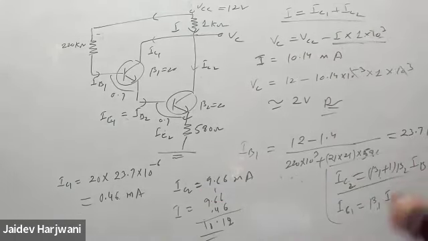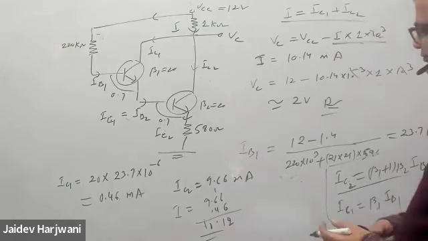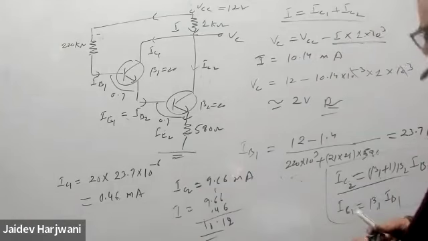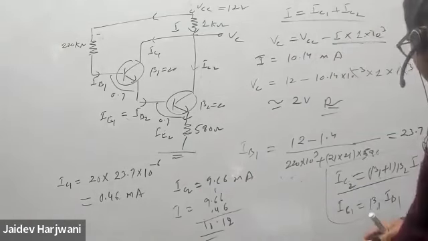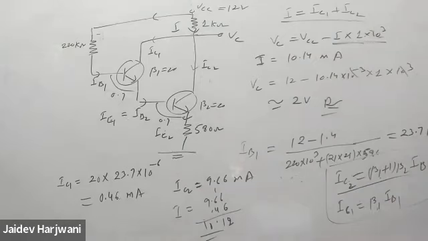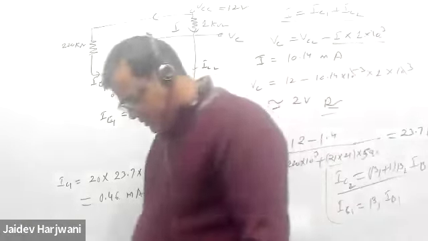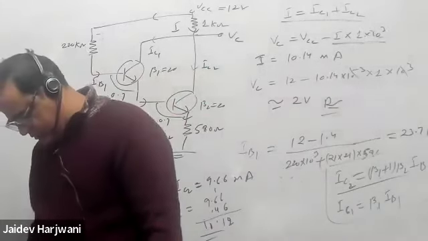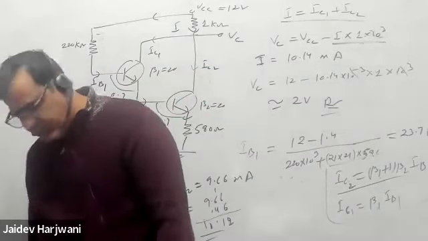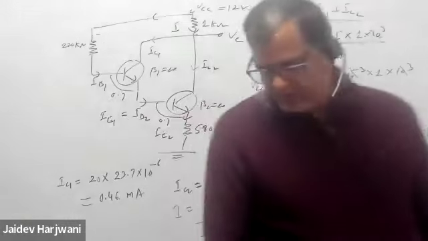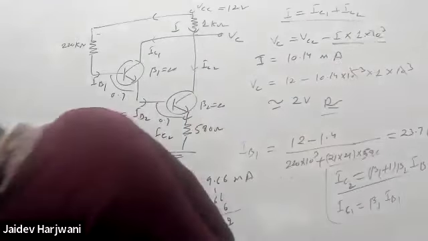And IC2, this is 21 into 20 into 0.023, there is a factor of 3, so that is coming to 9.66 only. Okay. So almost it will come to 2 volt. Correct. I'm getting 2.2 volt. Okay. You can do the calculations one more time. So that is the thing.